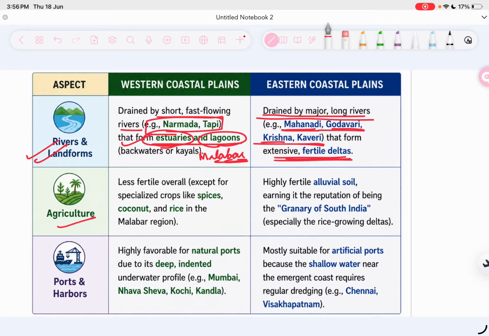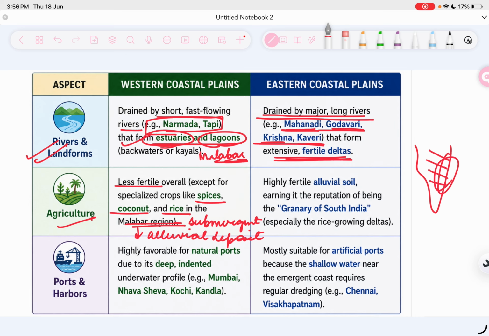When we talk about which coastal plain is better for agriculture, we see that the western coastal plain is less fertile because it is submergent and does not have much fertile alluvial deposit. Except, certain types of crops can be grown, like spices, coconut and rice in the Malabar region. However, because these major rivers deposit their fertile alluvial deposits on the eastern coastal plains, it is highly alluvial and highly fertile, and it is considered better for crops like rice.